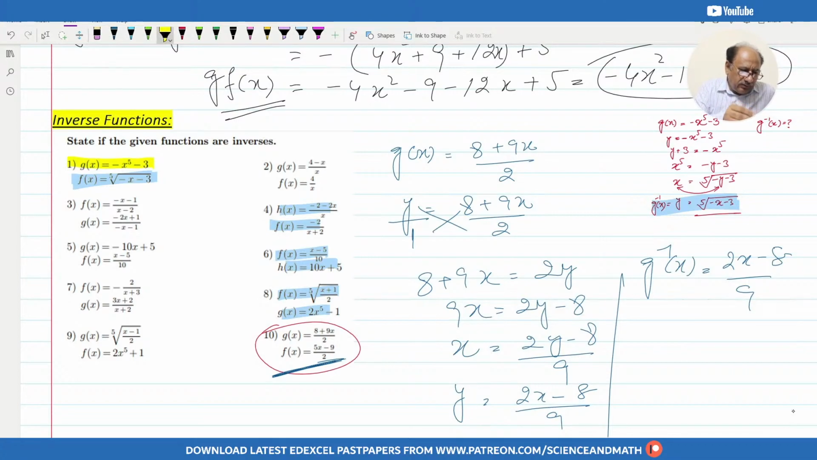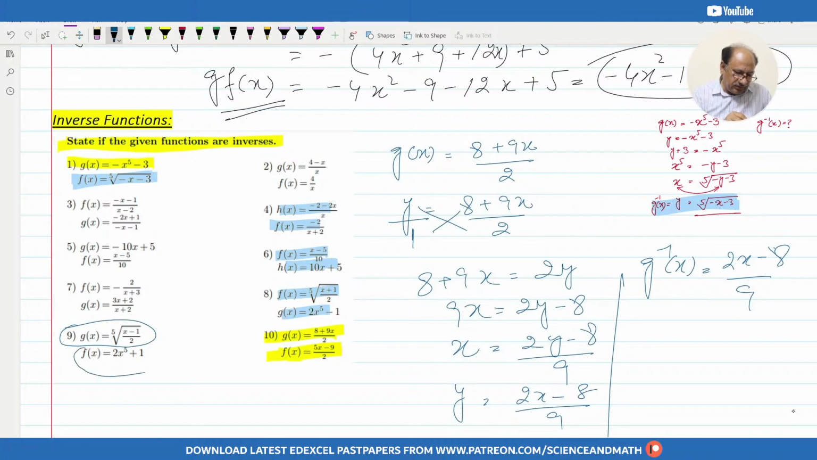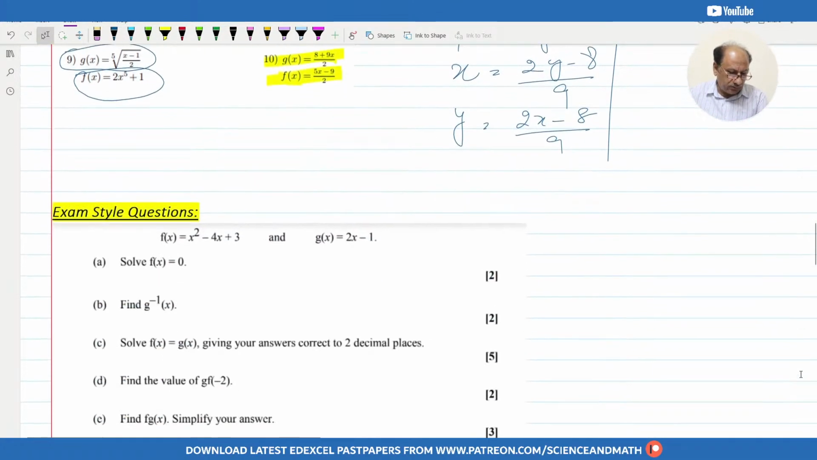So they have written here, state if the given functions are inverses. You will have to check whether this one is the inverse of this one or not. So in this case we will say that these two are not inverses of each other. So this is the question. In other words, you will have to solve this one and check whether this is the inverse of this or not. These additional questions are also there to practice.